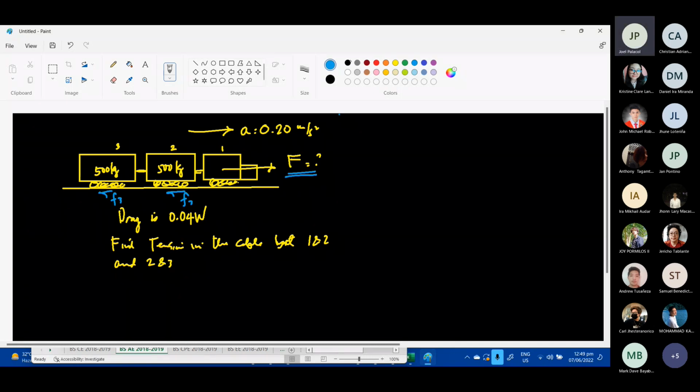I think it is better that we also put drag on this one. And let us say that that is also 500 kilograms. To make it complete. Okay? So each car has a mass of 500 kilograms and there is a drag or friction between the rails and the track for each car in the train. How do we solve for F as well as the tensions?